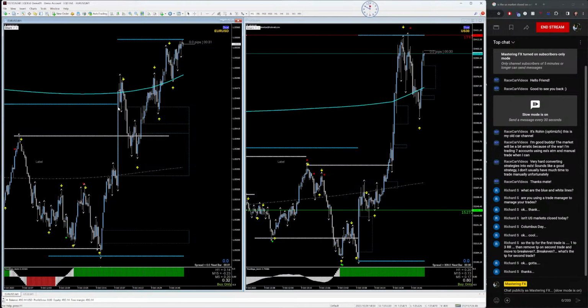This is interesting. We got a huge fair value gap here, and then a smaller fair value gap within the fair value gap. I'm having some breakfast. I apologize.